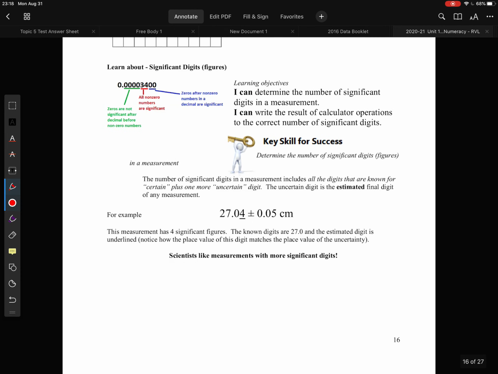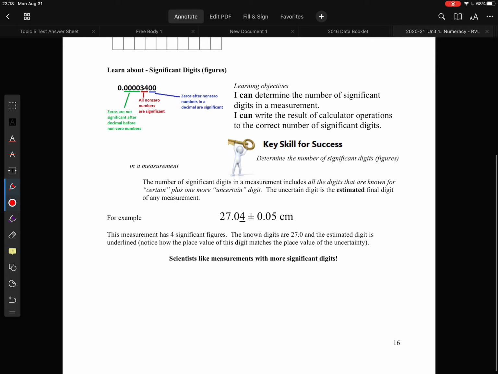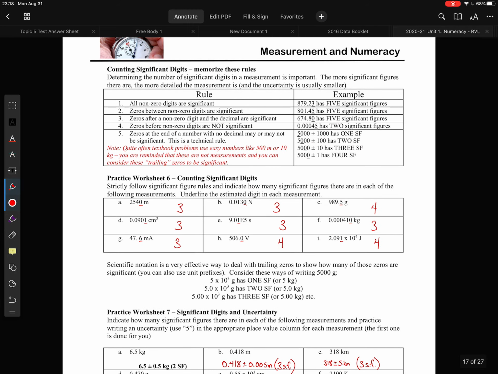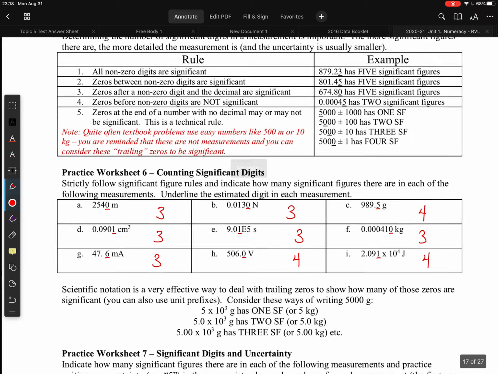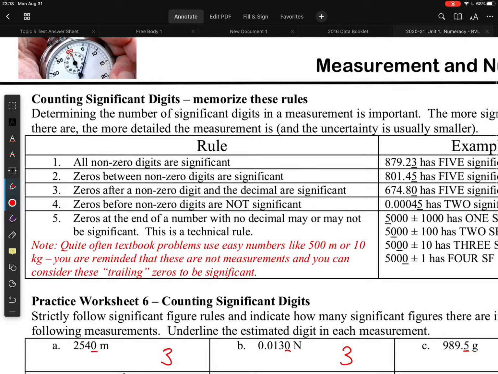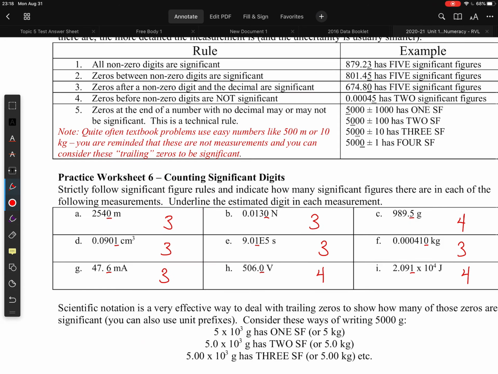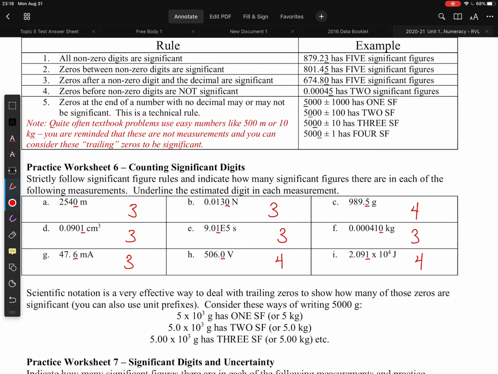Hey guys, I just wanted to go through pages 16 through 19 with you and chat about a couple of useful things. Okay, so first, for practice worksheet 6, remember we covered this last stuff in our last class, so I'm not going to go through it with you again, but I will discuss each one of these as we go.